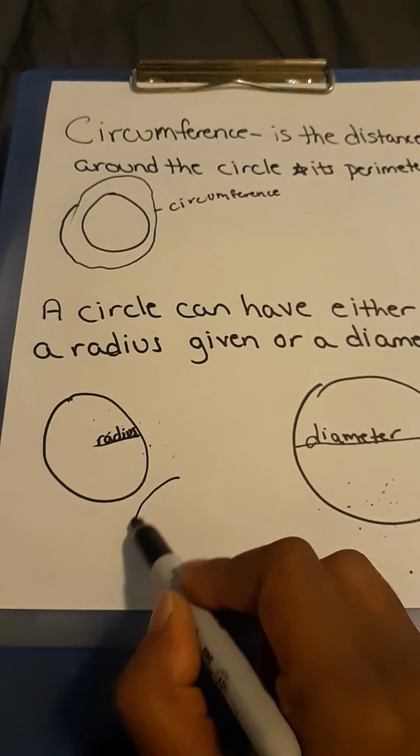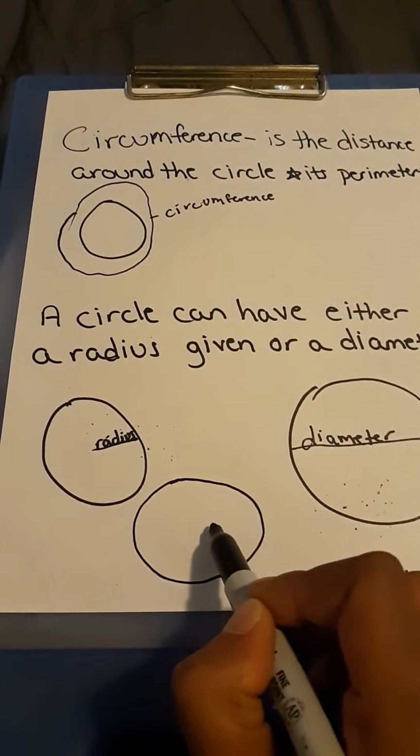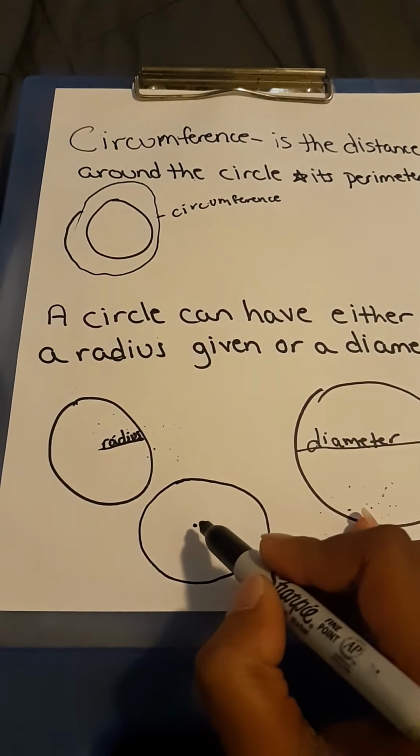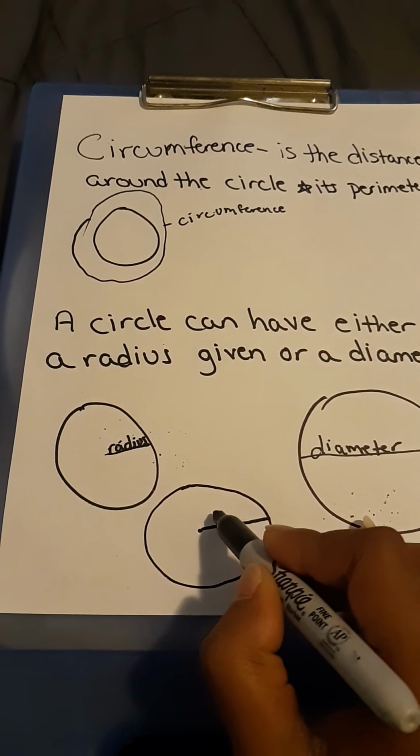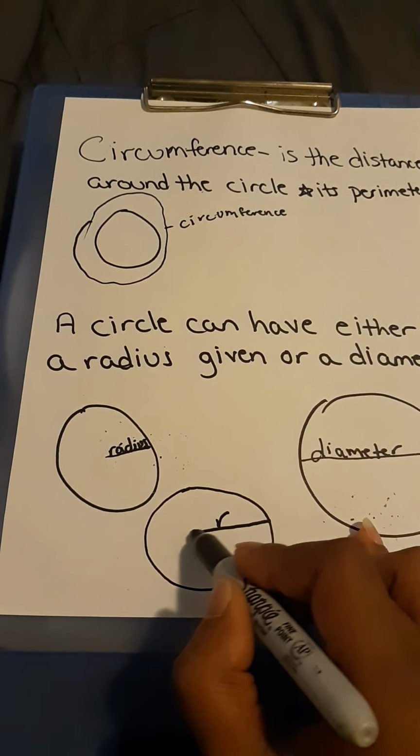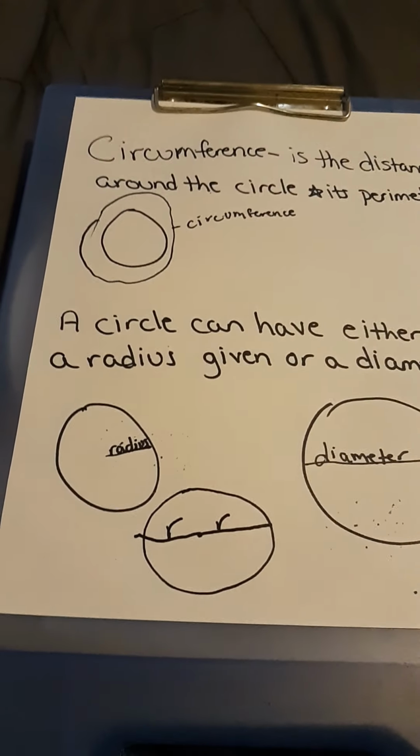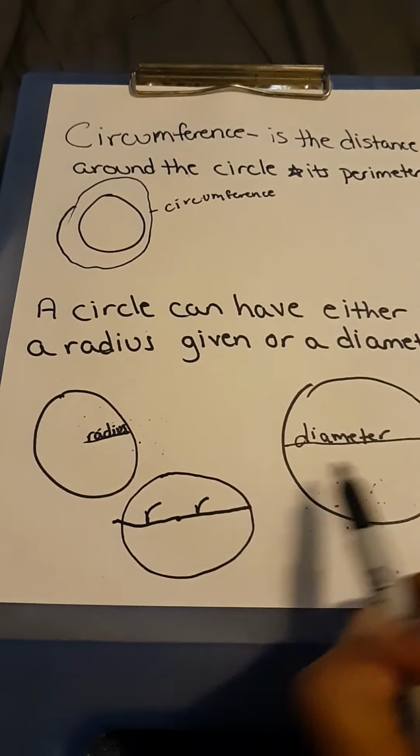So another thing you can think about is this. You have a radius here and you have a radius here. So two radii make up a diameter.